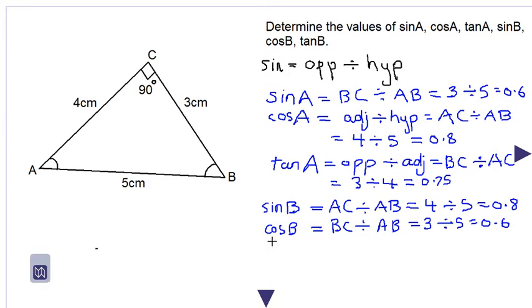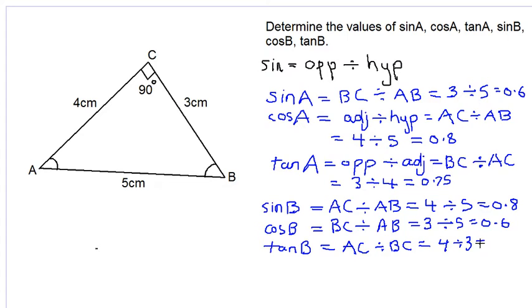And lastly, tan of B. Standing where angle B is, we are looking for the opposite side. We are using opposite divided by adjacent side. So the side opposite to B is AC. So we write AC divided by the adjacent side, which is BC. We now substitute the numbers, the lengths of the sides. AC is 4 divided by BC, which is 3. So this is 1.333 written to 3 decimal places, or 1 1/3. So these are our answers.